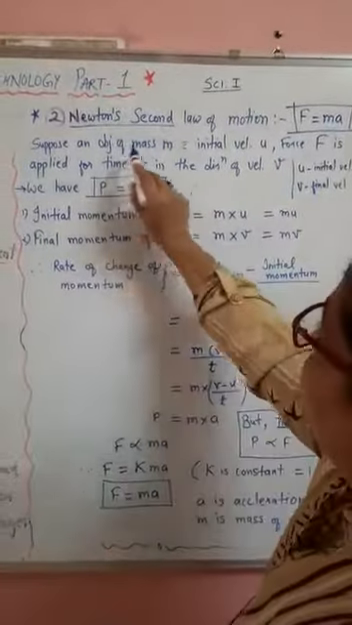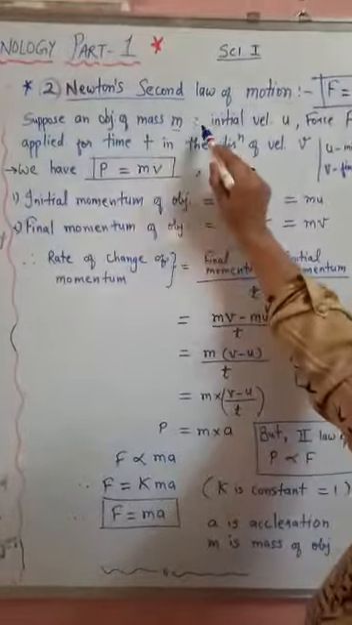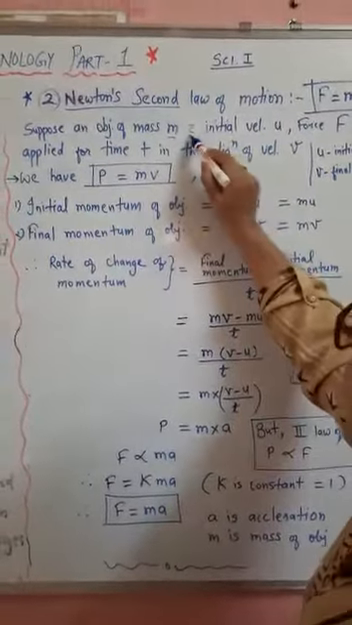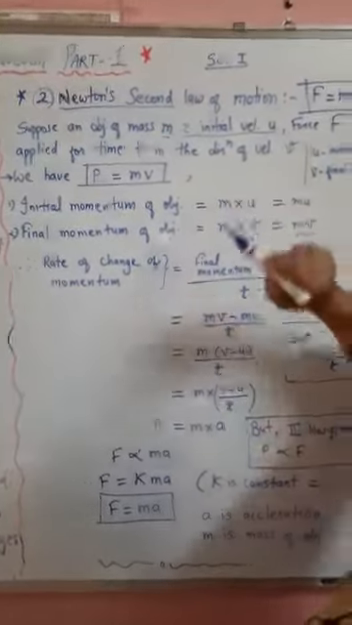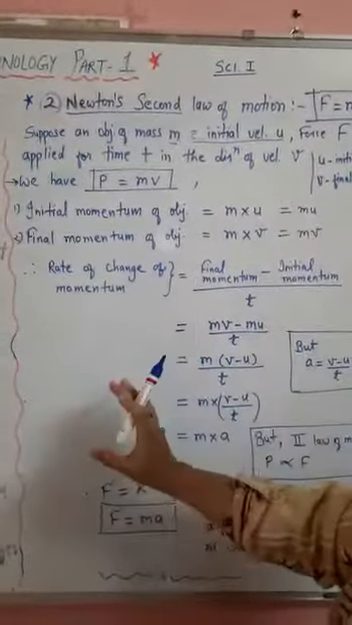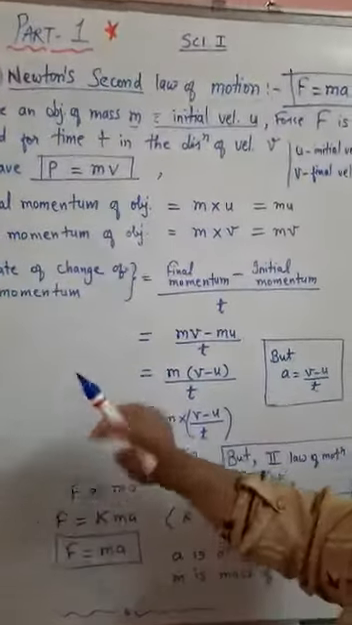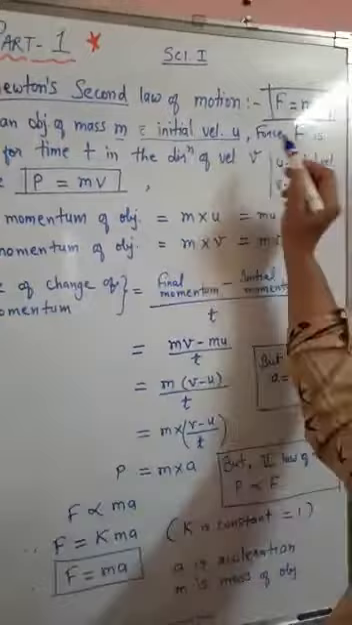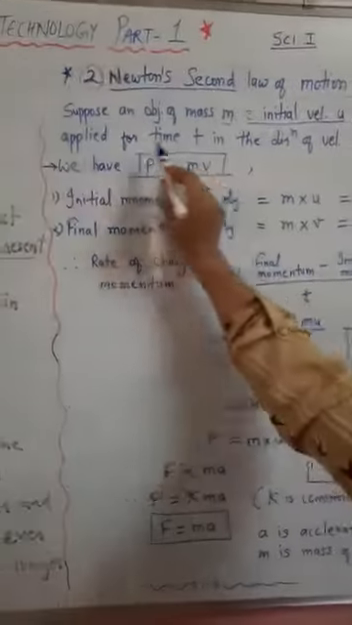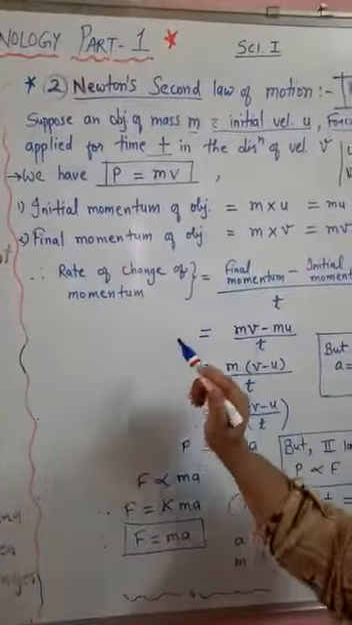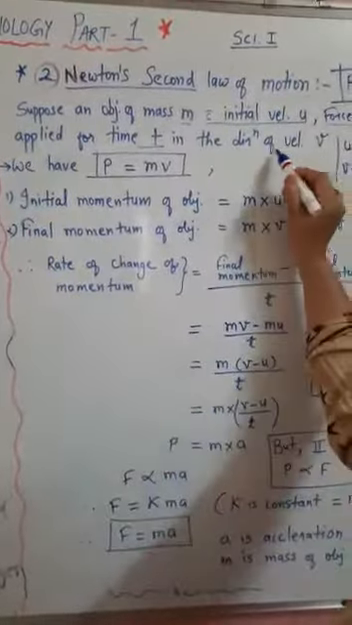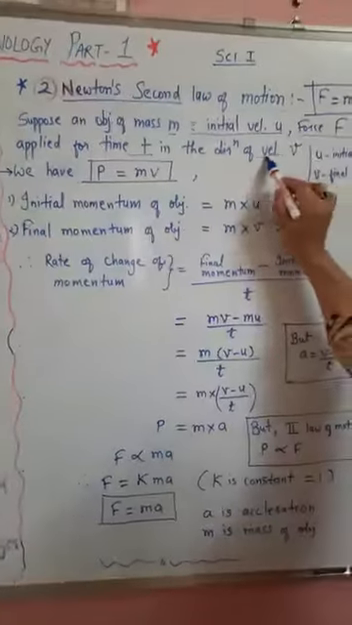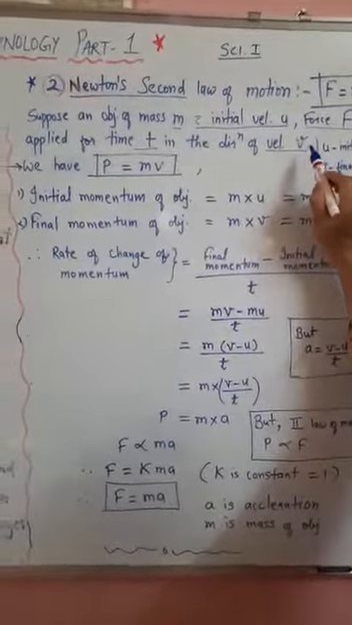Suppose an object of mass m is moving with an initial velocity u. Then force F is applied to the object for time t. So it reaches some distance and the final velocity will be v.